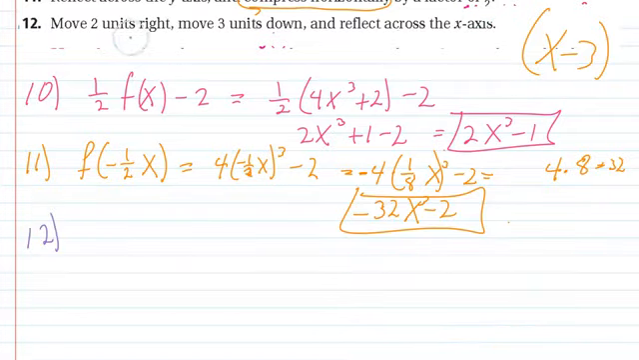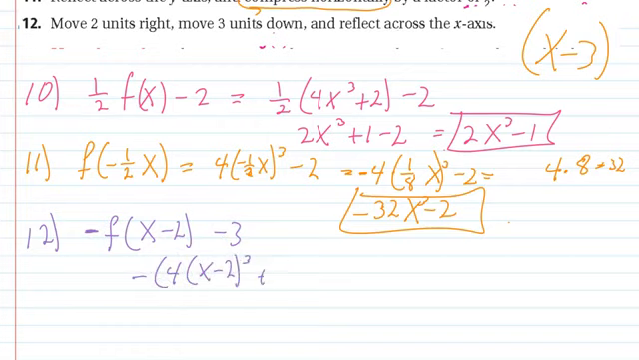And the last one says move 2 units to the right, 3 units down, and reflect across the x-axis. That's going to give me a negative on the outside, so remember we're going to have to distribute that through. x minus 2 is going to go inside the parentheses, and then negative 3 at the end. Don't forget your order of operations. First thing we're going to do is distribute the negative sign through, and then we can combine the 2 and the 3.